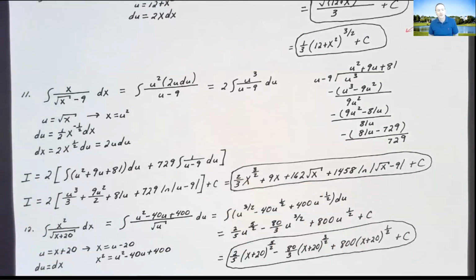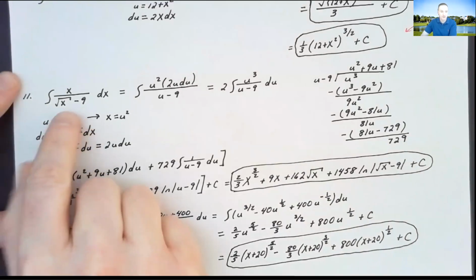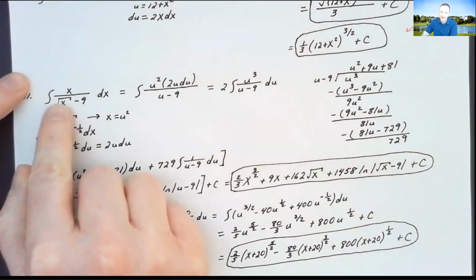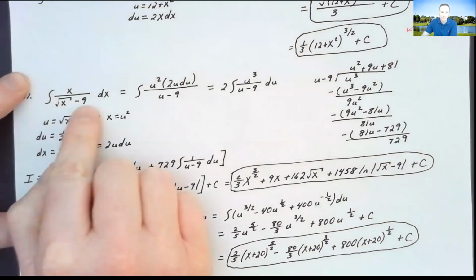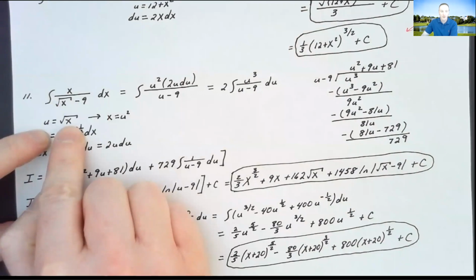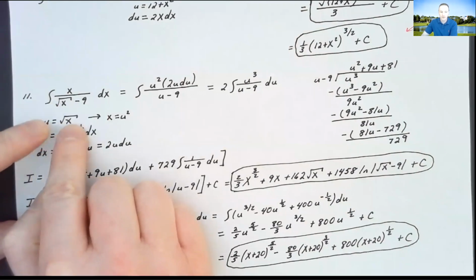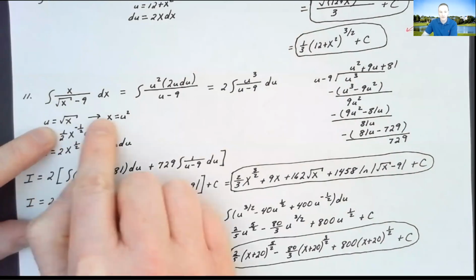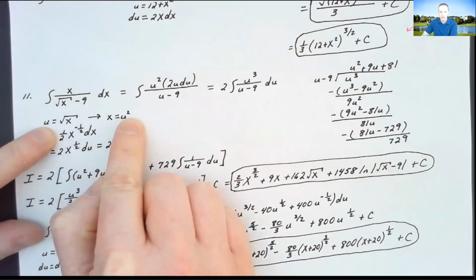For number 11, we have the integral of x over the square root of x minus 9 integrated with respect to x. Okay, so that root of x in the denominator, I know that's going to cause trouble. So the first thing I did is I want to get rid of that square root of x. And it doesn't help to let u be the entire denominator. I just want to let u equal just the root of x. Well, if u is equal to the root of x, then you could square both sides and say that's the same thing as saying x is equal to u squared.